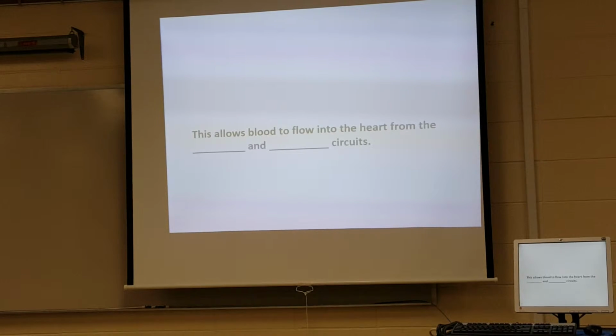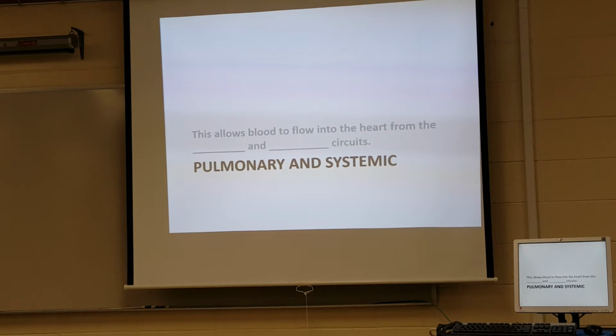This allows blood to flow into the heart from the what 2 circuits? Pulmonary and systemic. What are the only 2 circuits we've discussed? Pulmonary and systemic. What is the pulmonary circuit? The lungs. Come on, y'all, we need a few more people participating. The lungs is the pulmonary circuit, right. The blood goes from the heart to the lungs, back to the heart, correct? That's the pulmonary circuit. What is the systemic circuit? From the heart to the body. Heart to the body and back to the heart, good. So the pulmonary and systemic circuits.